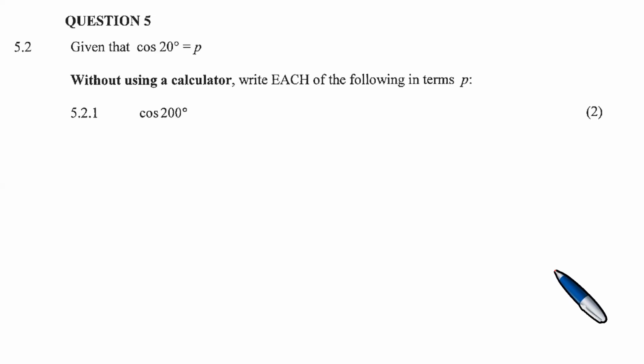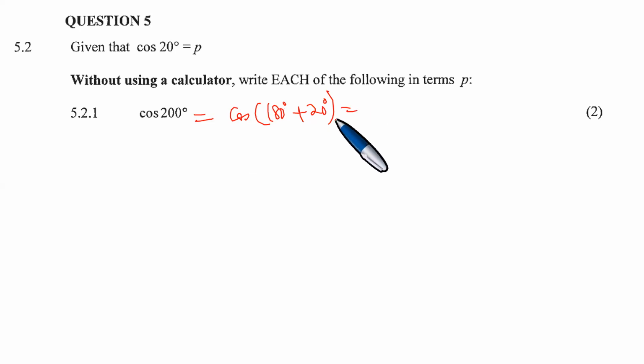Okay, so it's easy to realize this one here because cosine 200 can be analyzed. Right, cosine 200 can be seen as cosine of 180 degrees plus 20 degrees.